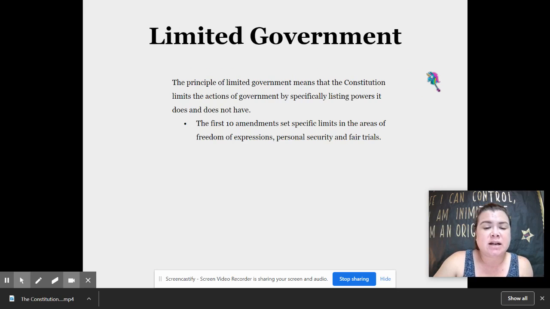Limited government. This is the last slide. And ultimately, the founders wanted there to be a limited amount of government. The Constitution limits the actions of the government by specifically listing powers it does and does not have. Okay, the first 10 amendments specify limits in the areas of freedom of expression, personal security, and fair trials.